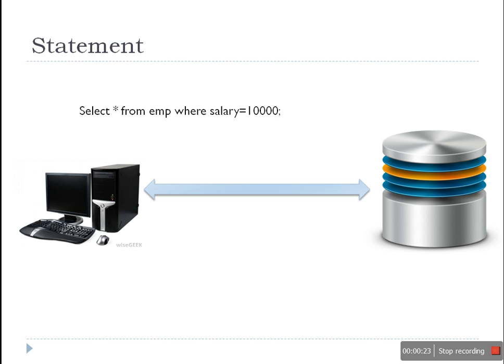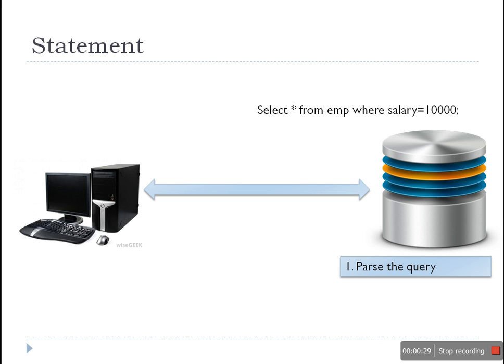to the database server. First of all, the server will check the syntax of this query. It will parse the query to see whether the syntax is correct or not. Once the parsing is done, it will compile the query. The meaning of compilation is that it will convert this SQL query into a relational algebra expression. There are a number of expressions generated for this same query.